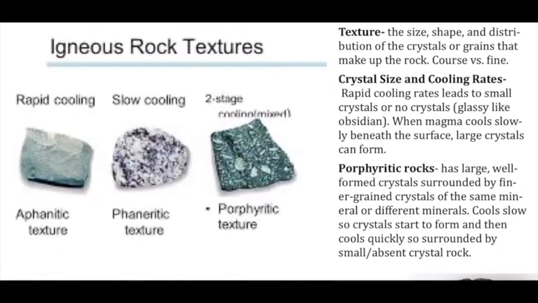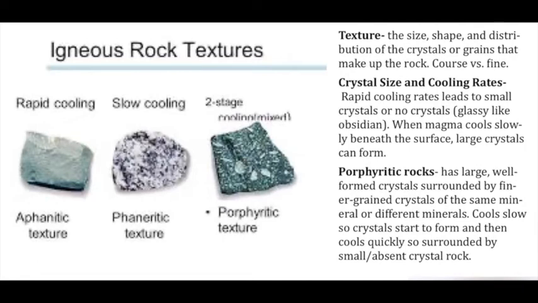So the rest should be a little bit of a review. If it's rapidly cooling, very quickly, extrusive, out of a volcano, then you're going to have little tiny crystals. If you're going to have slow cooling, then you're going to have large crystals. And then porphyritic means that you're going to have large and small in the same rock.